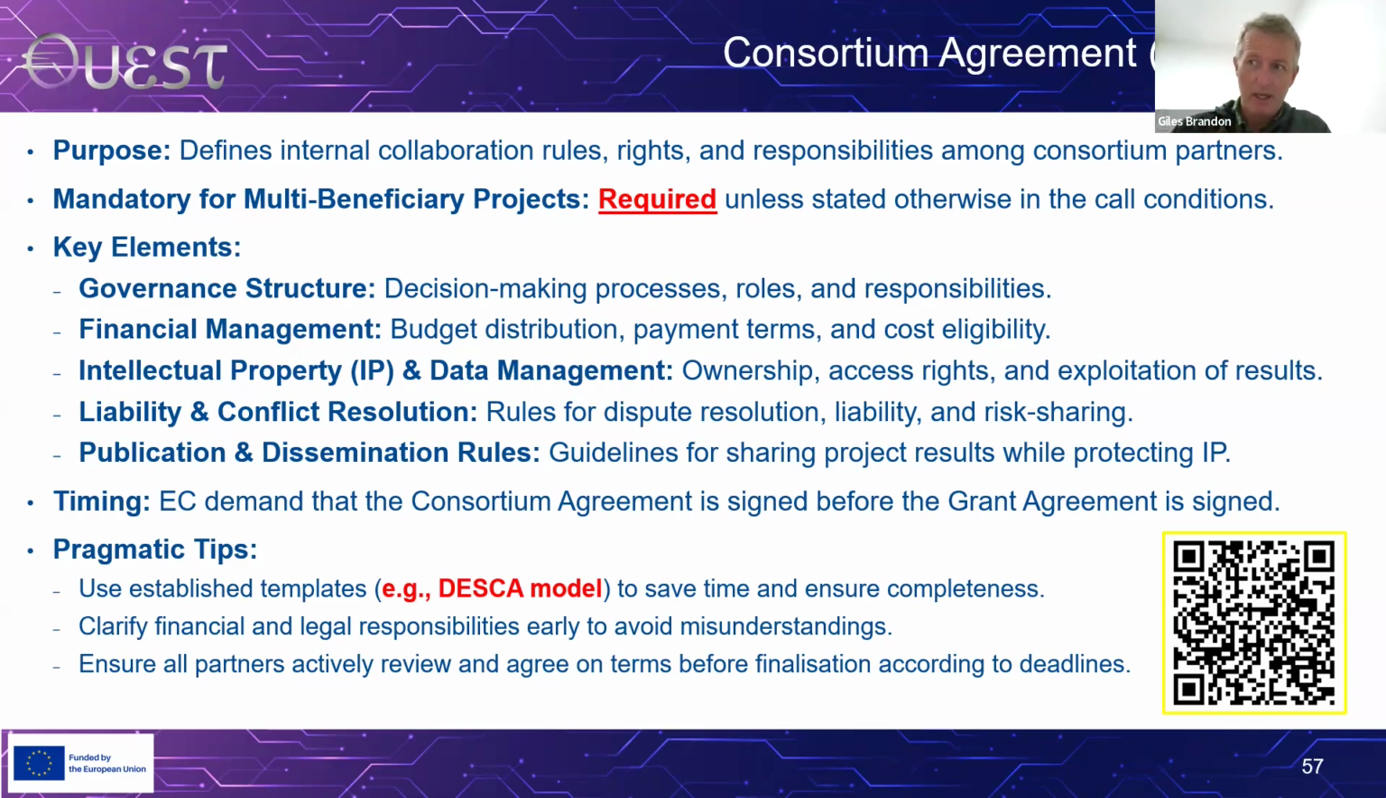I would say for all Horizon Europe projects, except for ones where it's a mono-applicant project, like an ERA-Chair project, for example, which are rather rare. Any projects where there are multiple partners, it's de facto required by the Commission that you have a consortium agreement. And the consortium agreement will cover things like governance structure, financial management, IP, liability, conflict resolution, publication, and dissemination rules.